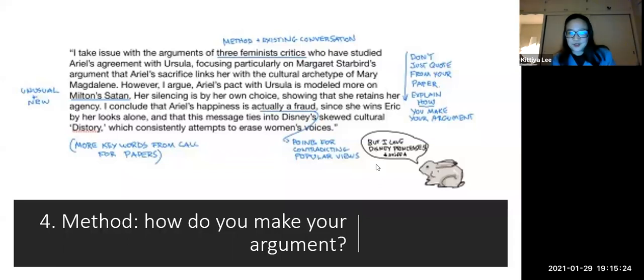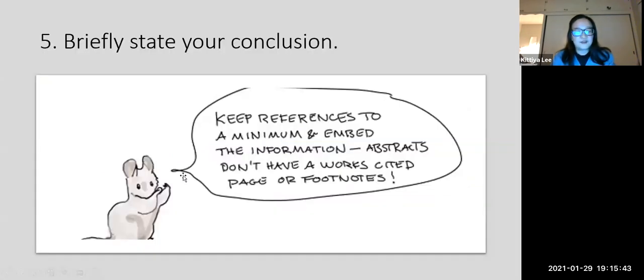She's using keywords taken from the call for papers, right? To let us know, okay, this is going to be the perfect fit. Notice also it's very meaty, right? So this all requires a lot of writing, thinking, revising, etc. And then finally, or maybe not finally, but the next step, step 5, is basically state your conclusion, right?